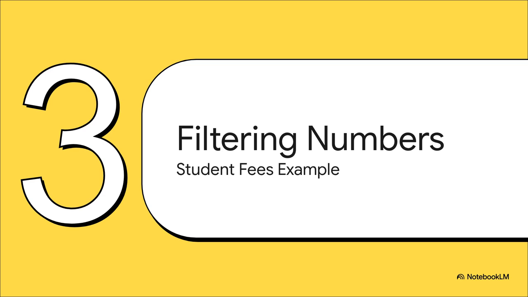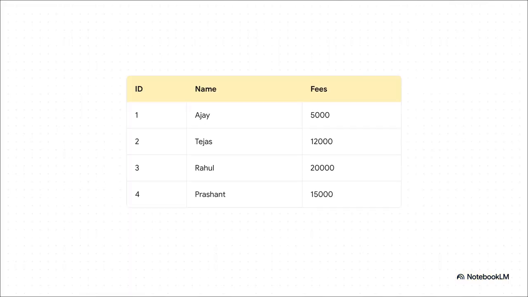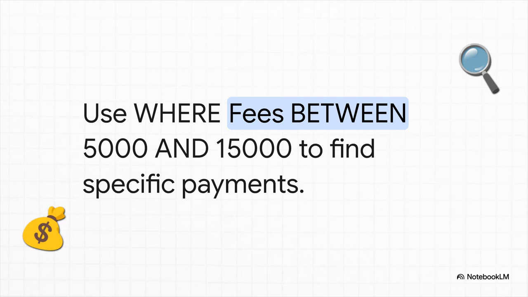Okay, Section 3. Filtering numbers using student fees. Let's look at a practical example. Imagine we've got a standard student database table with basic columns for ID, name, and fees. It has about 20 to 25 records total, and our goal is to figure out who has paid specific fee amounts. We don't want the students who paid nothing, and we don't need the ones who paid massive premiums. So, if we only want to find students whose fee payments fall into a mid-tier bracket, let's say between $5,000 and $15,000, we just plug those numbers into our syntax. The core of our query becomes where fees between $5,000 and $15,000.